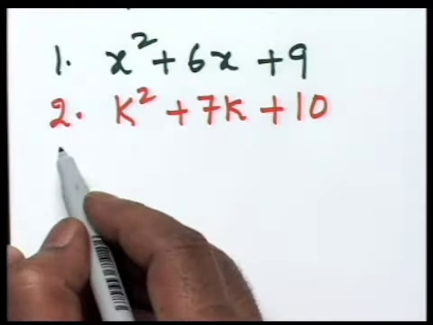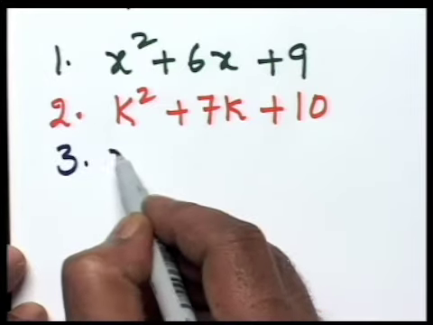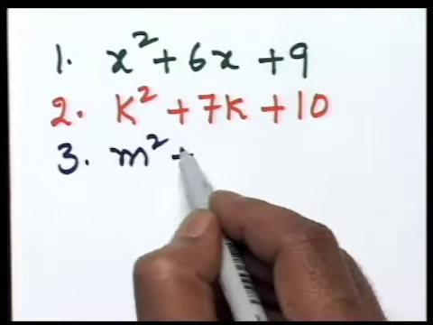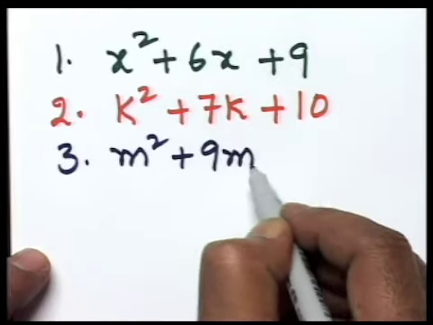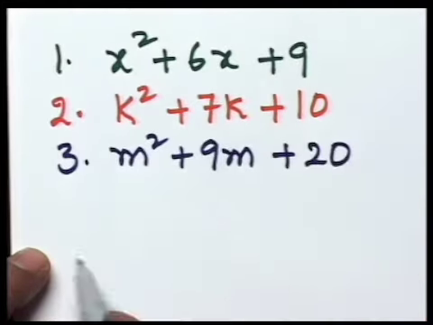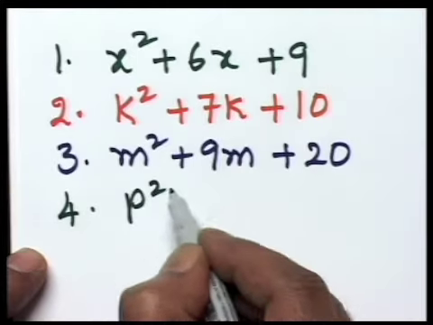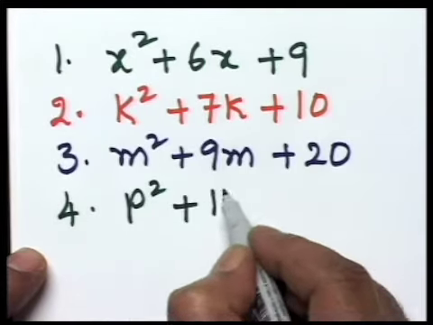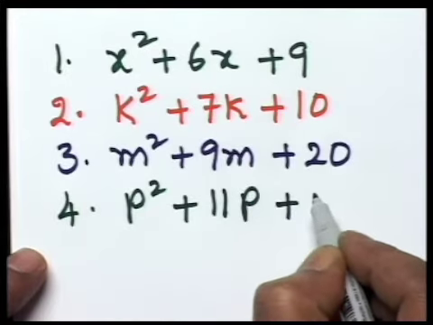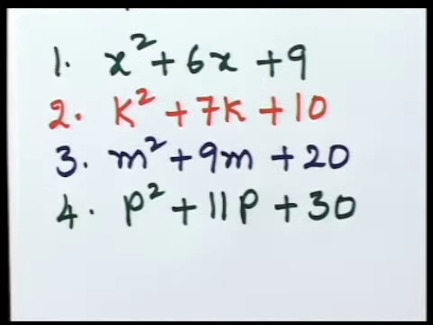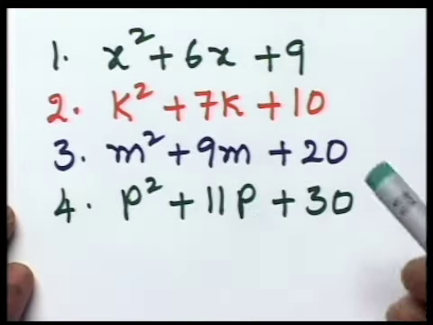Question number 3. You can copy and solve, please. Don't waste time. m squared plus 9m plus 20. Question number 4. p squared plus 11p plus 30. Okay, those are the 4 sums you got as a simple exercise for you to do. Complete them and then check the answers, please. You don't need to watch. You can put it on pause and then solve.